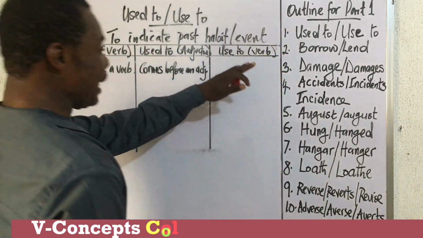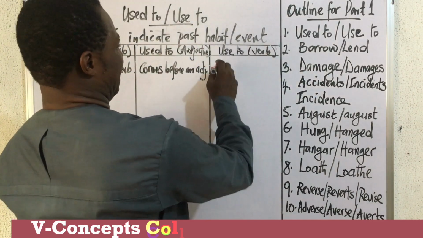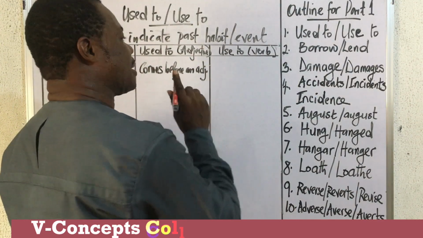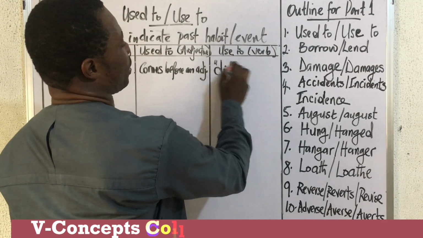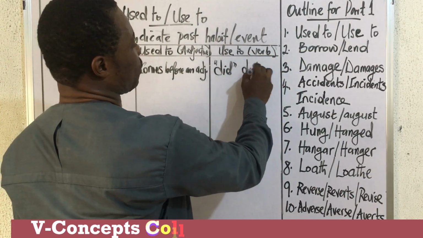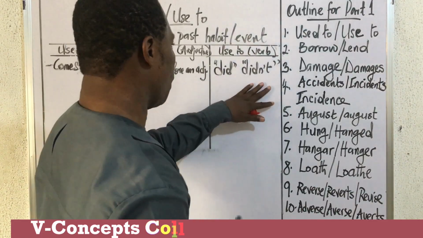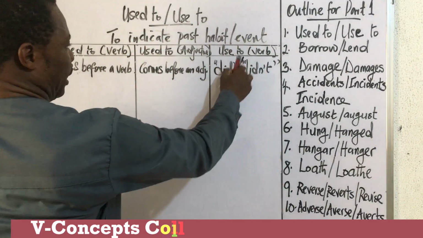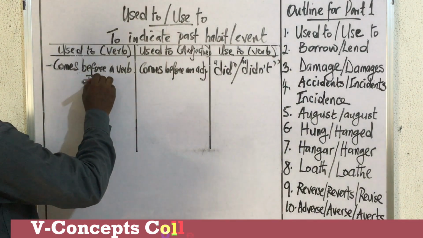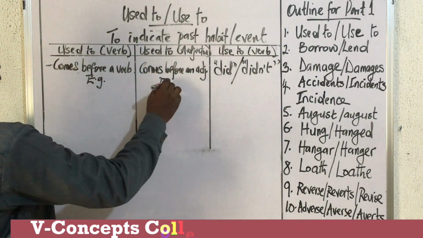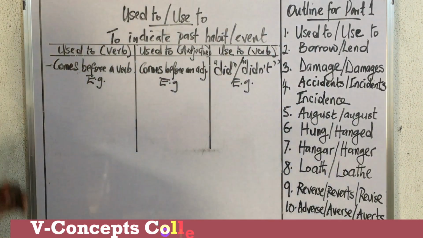Then here, this one, if it's going to serve as a verb, it will not appear except if you are going to use it with did, or you are going to use it with didn't. Now, let's have examples of each of these cases.